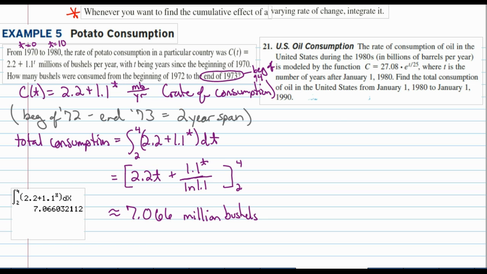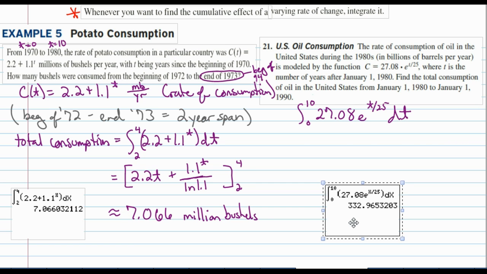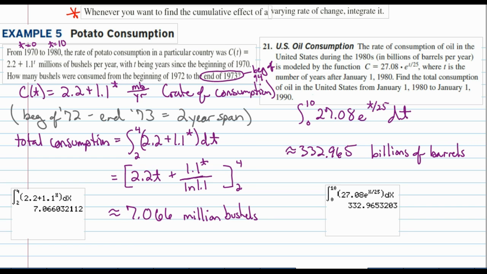If we call year 1980 0, we can integrate from 0 to 10. And yeah, I could do this by hand, but we've studied integration in a previous section. Right now, let's just look at what the total consumption was. So I do that in my calculator, and I get 332.965 billions of barrels of oil over the span of those 10 years.